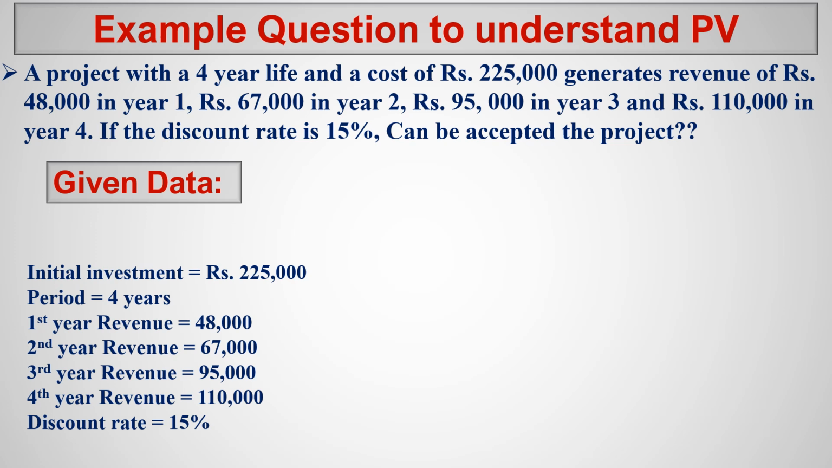So we always suggest to write down the data. So these are the data we can write down here. What are the first data? Initial investment is here, and number of periods, that is usually n, is 4 years, and first year revenue is 48,000, and second year, third year, fourth year, and discount rate. So we have already written down all the information into a mathematical format.